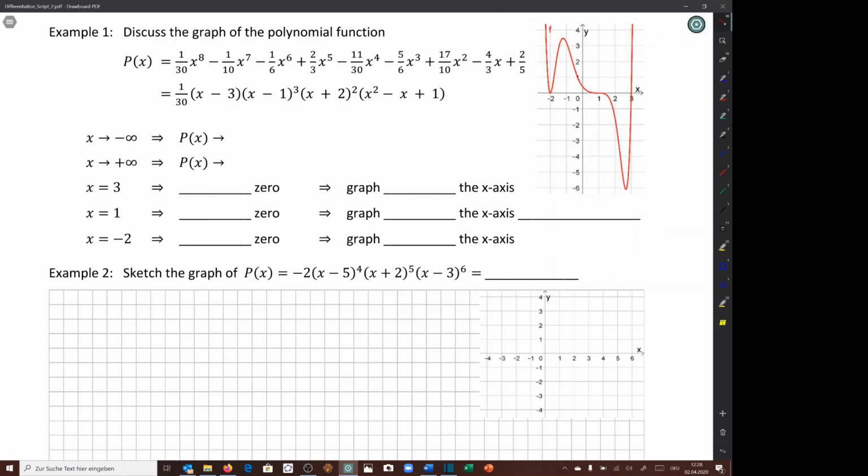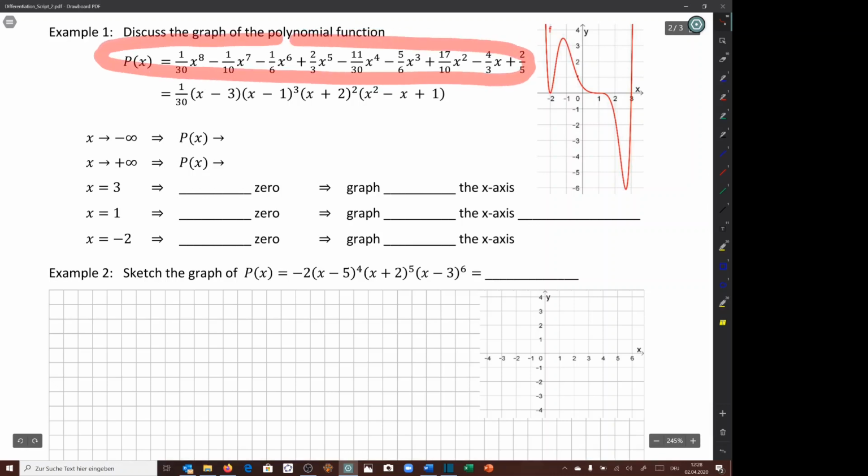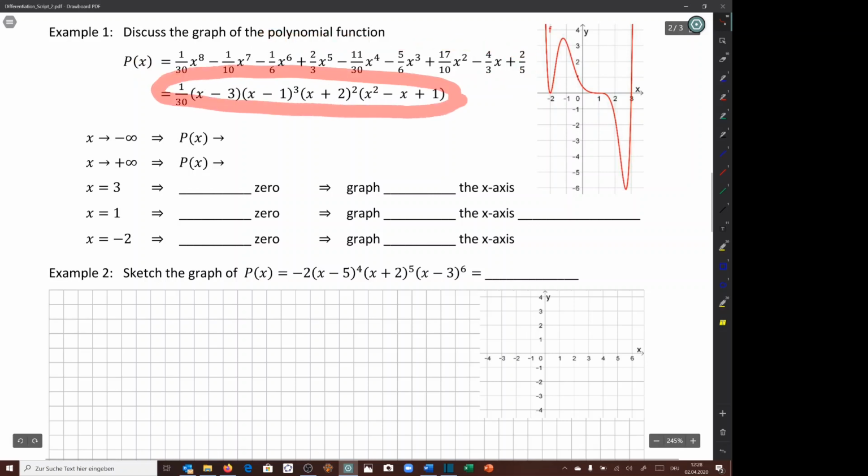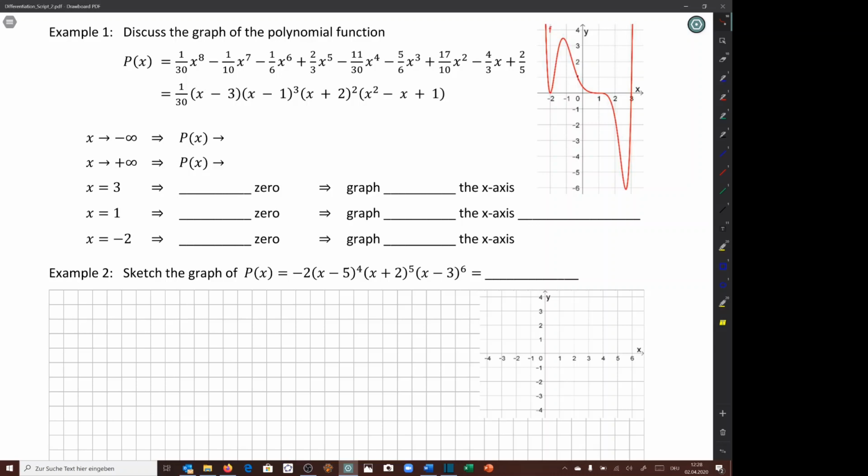Let us now look at some examples. In example 1, we want to discuss the graph of this function. We find here also its factorization. So let's start with its behavior for going towards infinity. So when x goes to minus infinity, we have an even exponent. So what will happen? Minus something large to something even, we'll get plus something large. This is positive, so it goes to plus infinity.